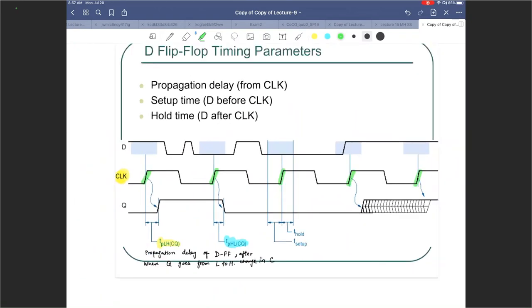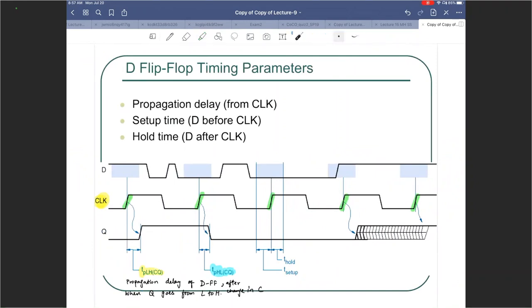So over here, the shaded region is the region for which D has to be stable, right? The one before that is the setup time, and the one after the clock event is the hold time, which is explained right here.